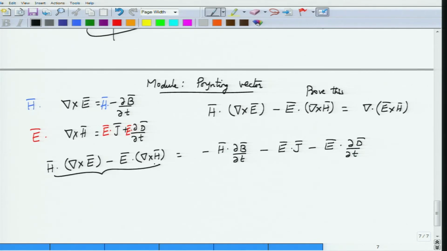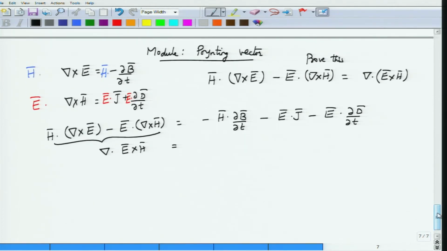The left hand side of the expression can be replaced by del dot E cross H. So del dot E cross H must be equal to minus H dot del B by del t minus E dot J minus E dot del D by del t. Now with this, let me invoke the divergence theorem and integrate over a certain volume of region. In this divergence theorem, I have a volume V and the surface S, and integrating this first with respect to volume and then converting this expression from volume integral to surface integral will give me the result.